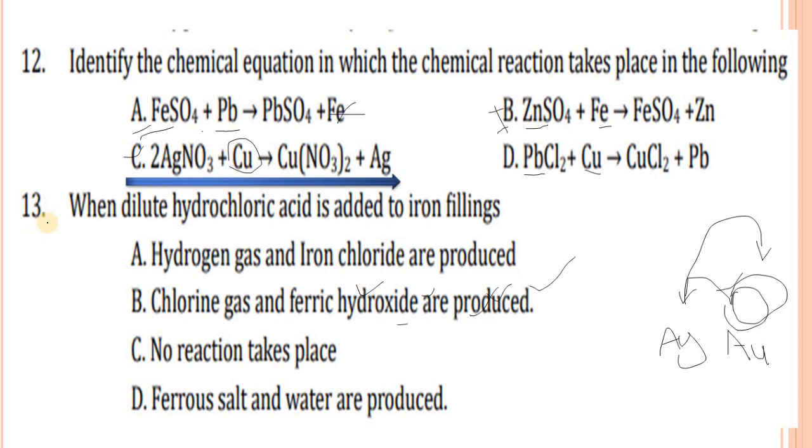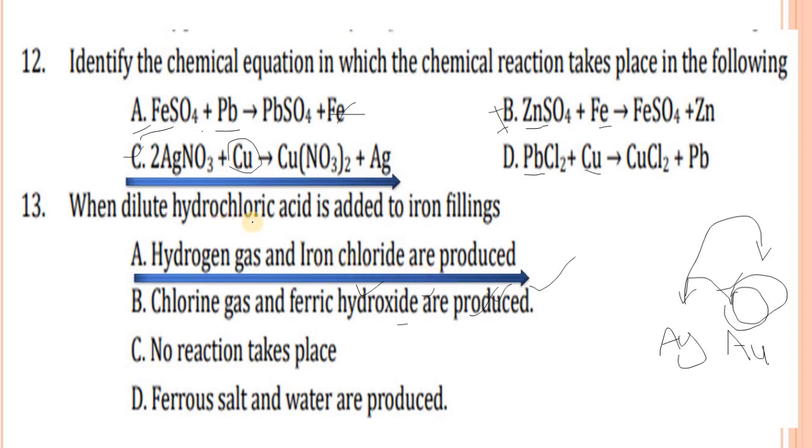Moving to the 13th question. When dilute hydrochloric acid is added to iron filings, a metal is reacting with an acid. When a metal reacts with an acid, a gas is liberated, that is hydrogen gas, and a salt of the metal will be formed. So here the correct answer is hydrogen gas is formed and iron chloride is produced.